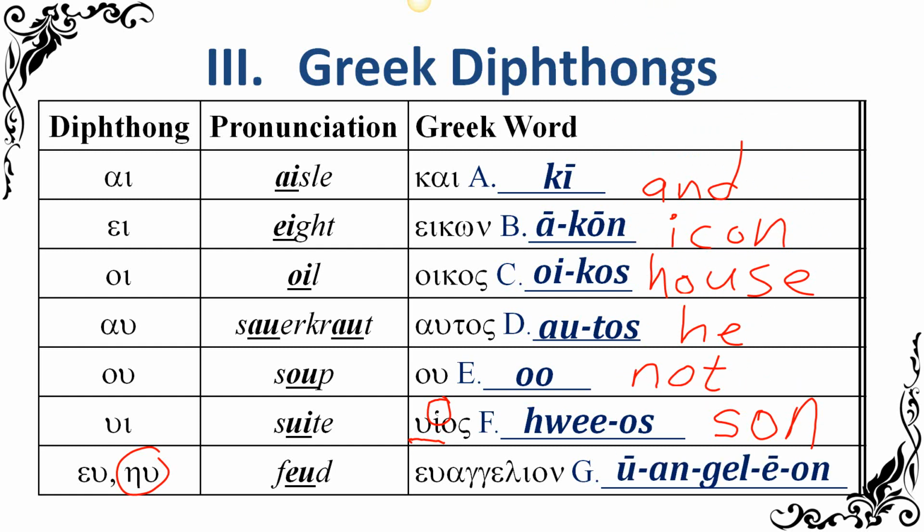Now, does anyone remember why you have an N sound and then a G sound in this one? Two gammas together. If you have two gammas together, the first one will make the N sound, and then the second one will make a normal G sound. Always. This is where we get words like angel from. It's actually the same two letters in Greek, but you pronounce the first one differently.